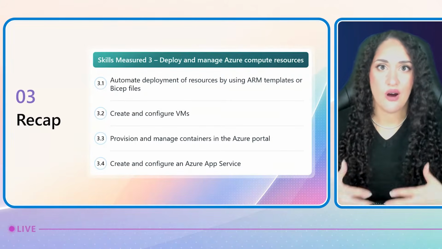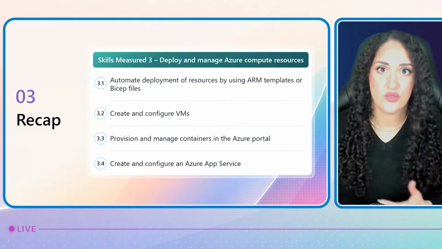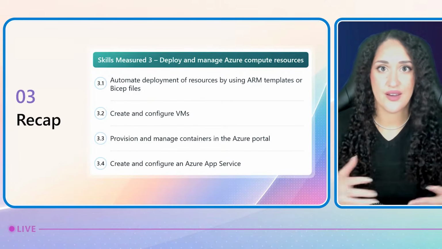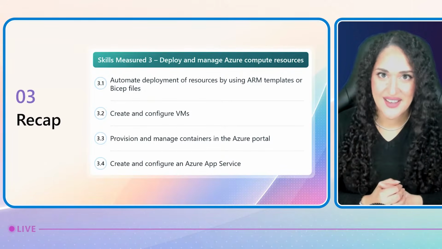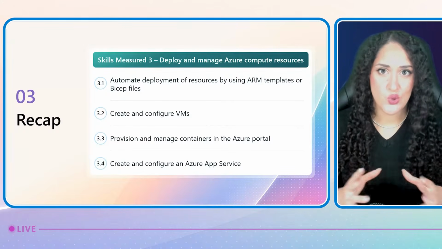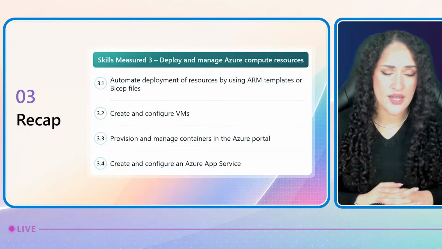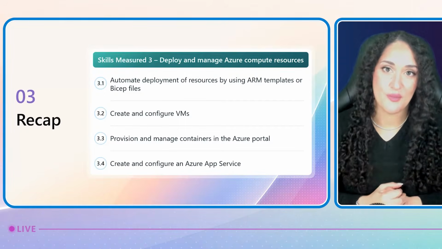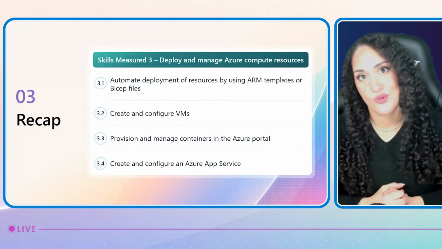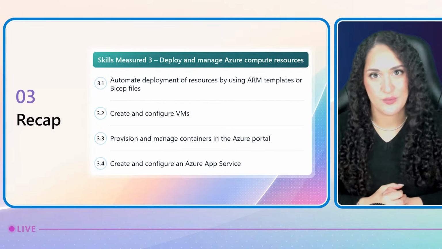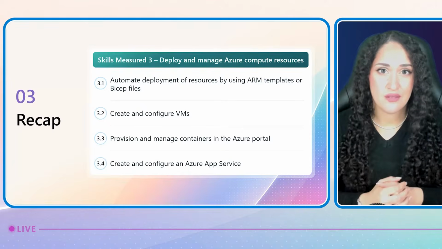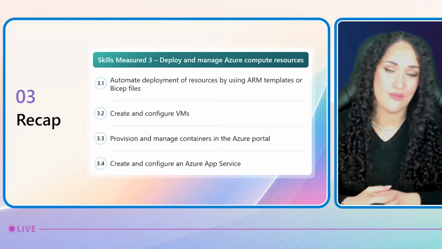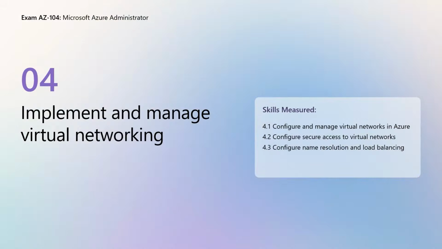In this section, we covered ARM templates and Bicep, VM creation, configuration, containers including ACR, ACI, ACA, and app services. This domain is 20 to 25% of the exam and contains so many acronyms. Make sure you are comfortable with deployment, automation, VM availability, container provisioning, and app service configuration. Even though not every item you see here will appear in your exam, any of them could be part of a question. Next is our fourth domain, which is implementing and managing virtual networking.